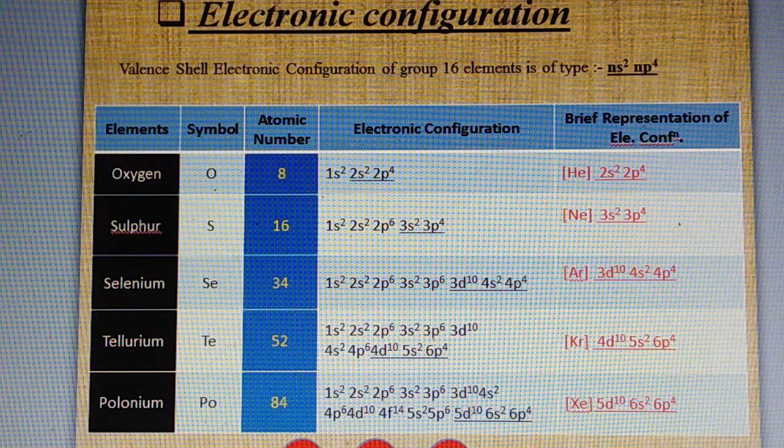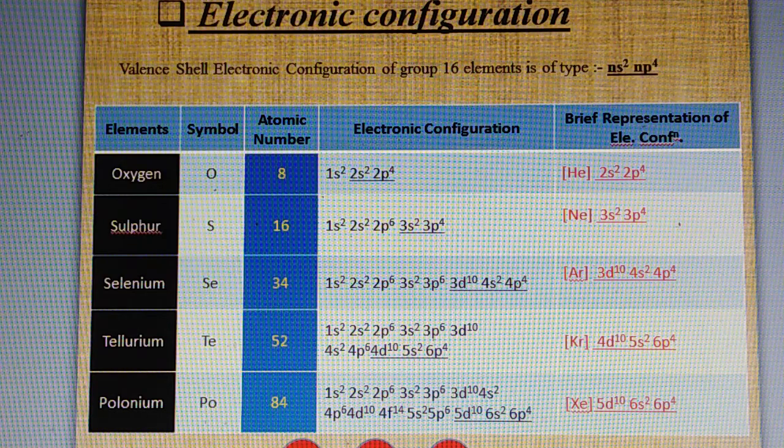Selenium 34: 1s2, 2s2, 2p6, 3s2, 3p6. Then after 3p6, 3d10 orbitals are there. Then 4s2 and 4p4. So argon 3d10, 4s2, 4p4. This is the electronic configuration for selenium.